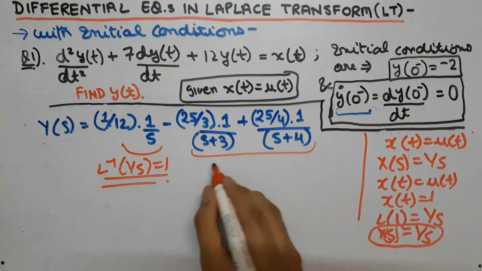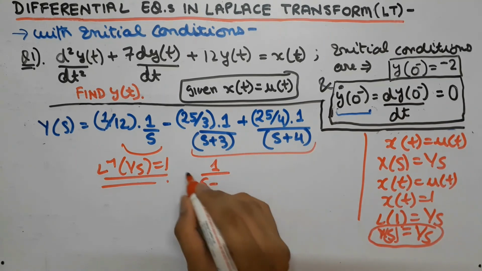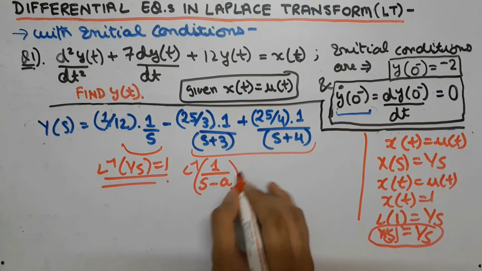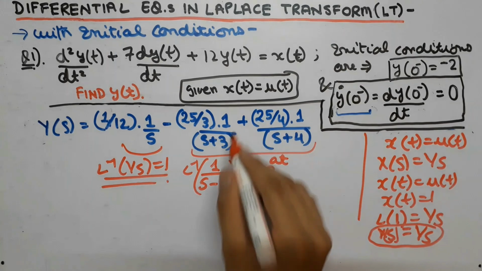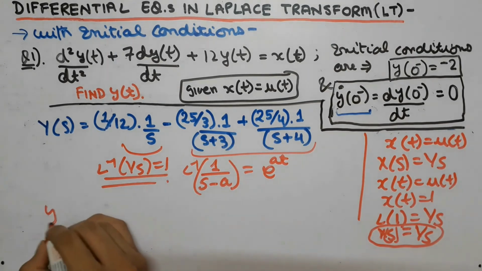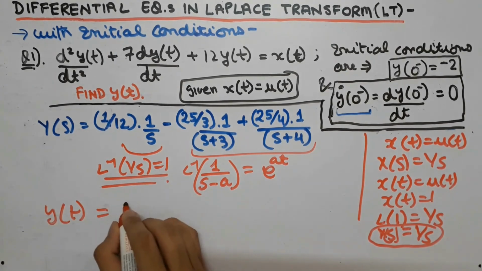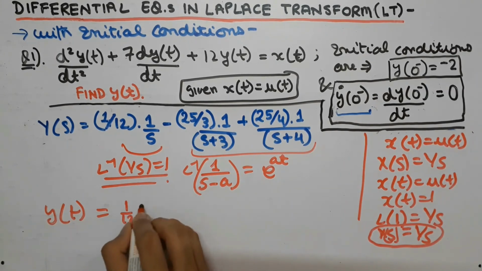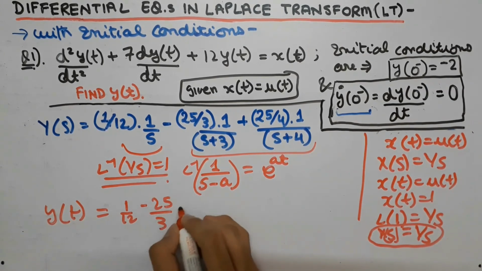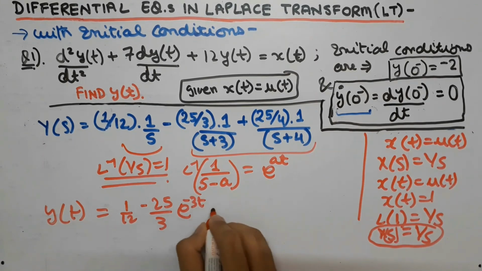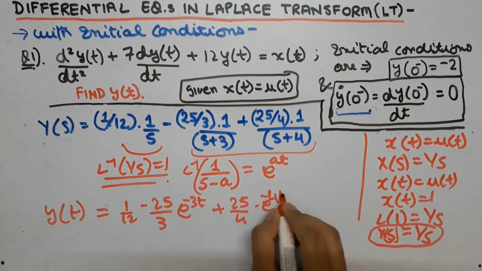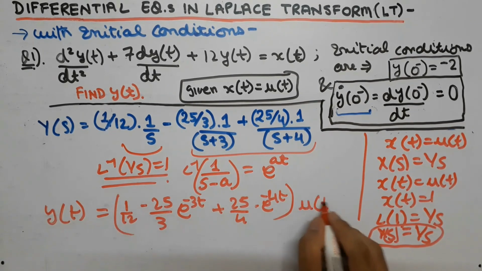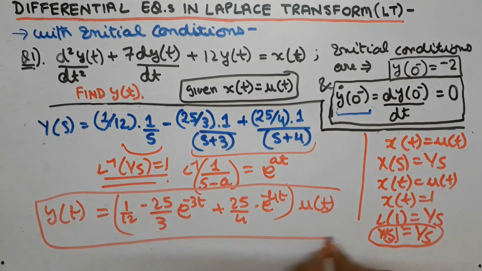Now similarly we are going to use L inverse of 1 upon s minus a, which is equal to e to the power at. We will use this formula over here and get the value of y(t). Now on applying these formulas we will get 1 by 12 minus 25 by 3 into e to the power minus 3t plus 25 by 4 into e to the power minus 4t into u(t). Now guys, this is our final answer that we found out using the LT method.